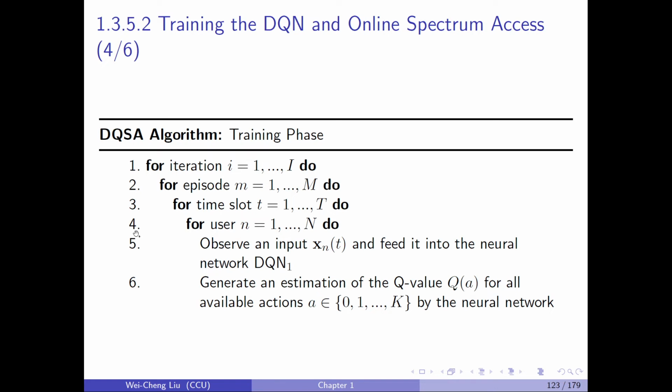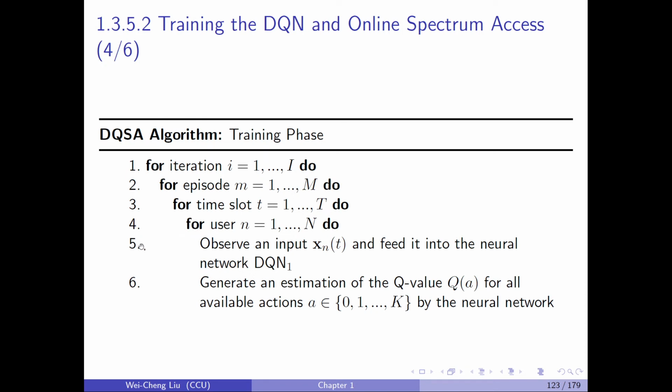And the fourth line is also a for loop: for user small n is equal to 1 to capital N. Do the following pseudocode. So there are 4 nested for loops here.